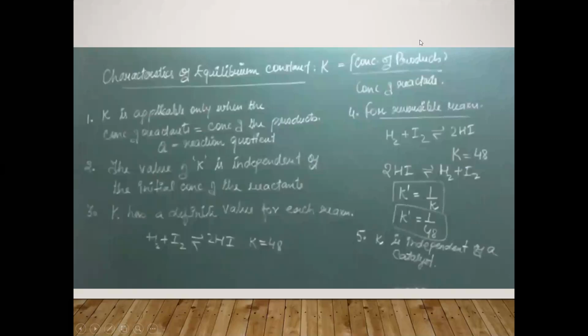Now, what are the characteristics of equilibrium constant? So, the first characteristic is that equilibrium constant is applicable only when the concentrations of reactants and products are constant. That I have explained to you already. If we divide the concentration of product by the concentration of reactants, whatever value we get, that is the equilibrium constant.